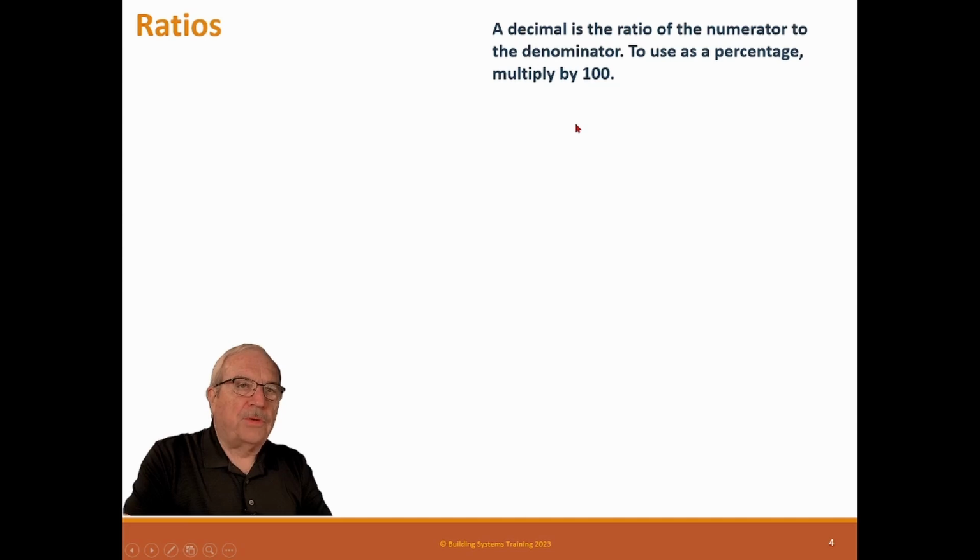A decimal is the ratio of the numerator to the denominator. To use as a percentage, multiply by 100. So let's say 3/8 is actually a ratio of 0.375, which equals a ratio of 37.5%. So if you're trying to get a percent, you just take your decimal equivalent and multiply it by 100, and you get your ratio.